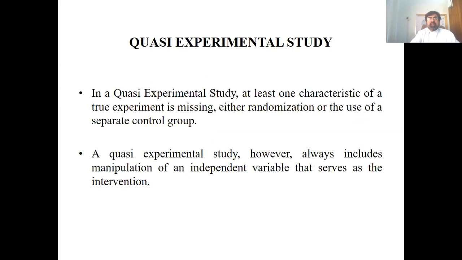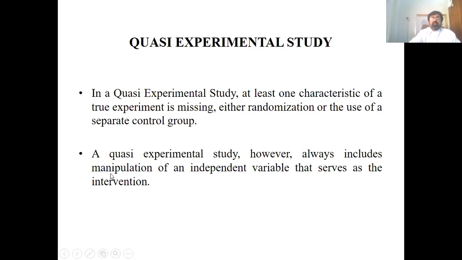Quasi-experimental is just like experimental design, but it does not have randomization. In a quasi-experimental design, at least one characteristic of a true experiment is missing, either randomization or the use of a separate control group. But more specifically, the randomization part is missing. This criterion is missing in the quasi-experimental.